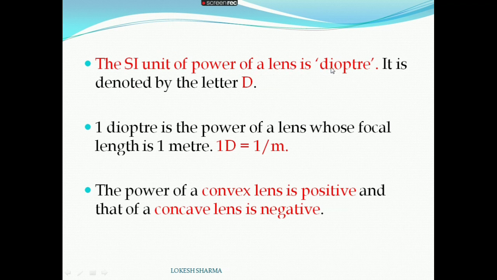The SI unit of power of a lens is the diopter. It is denoted by the letter D. 1 diopter is the power of a lens whose focal length is 1 meter. That is, 1 diopter is equal to 1 per meter. The power of a convex lens is positive as its focal length is positive, and the power of a concave lens is negative as its focal length is negative.